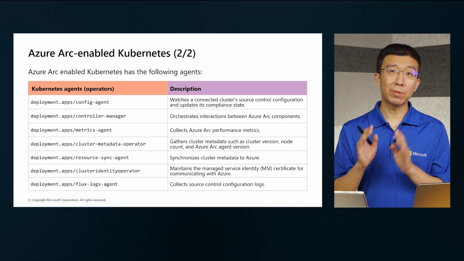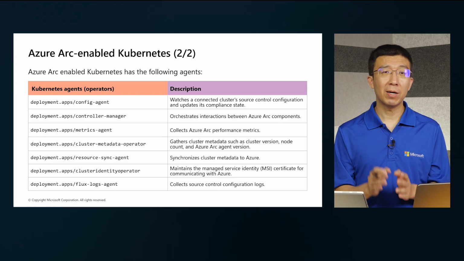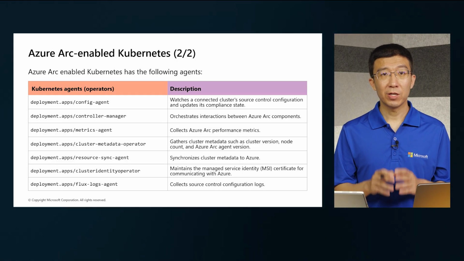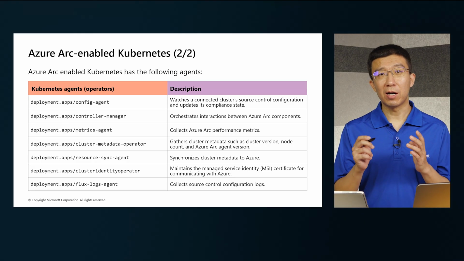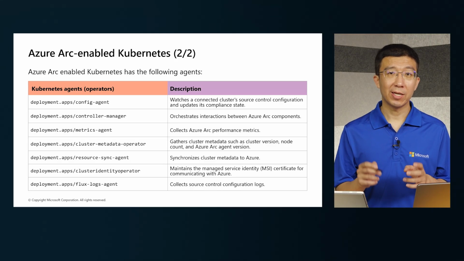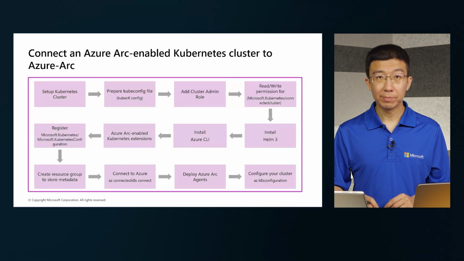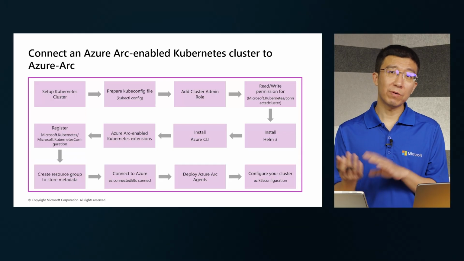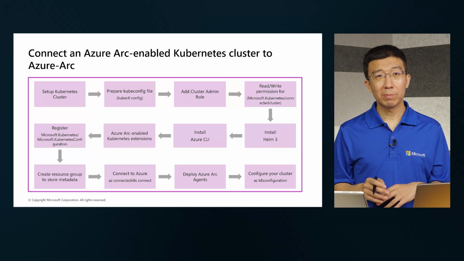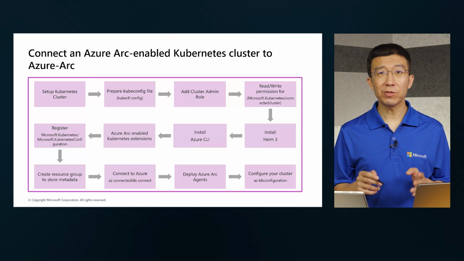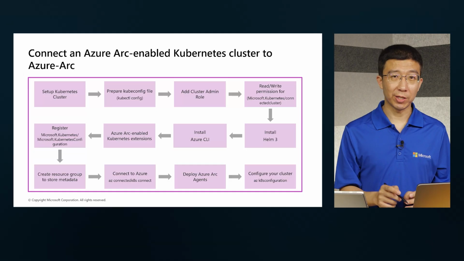Azure Arc-enabled Kubernetes uses several agents to manage and monitor clusters. These agents work together to ensure your clusters are always in sync with your desired state and Azure policies. Here's a high-level overview of connecting a Kubernetes cluster to Azure Arc. Please follow the official Microsoft Learn documentation for step-by-step instructions and troubleshooting.